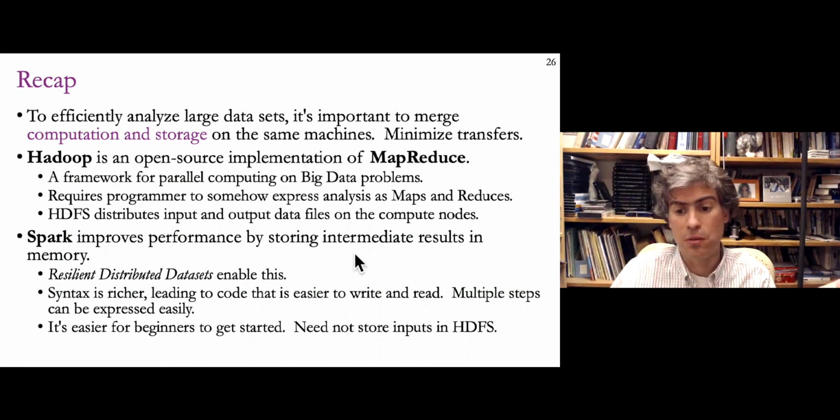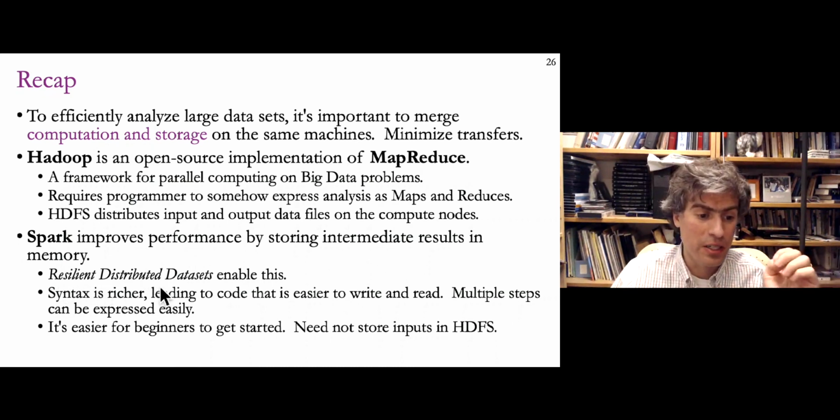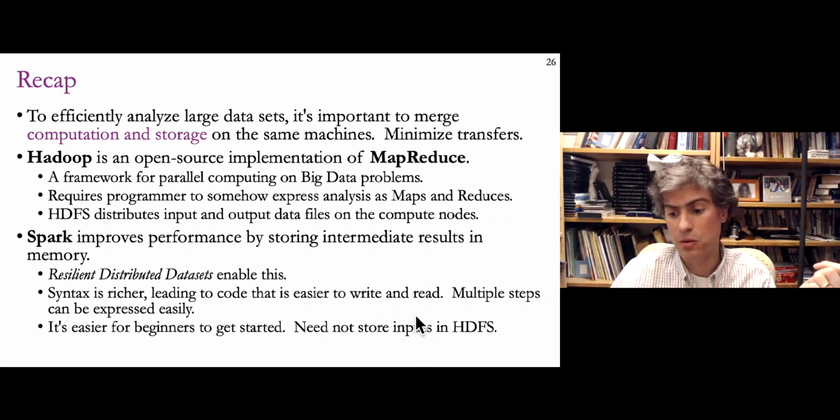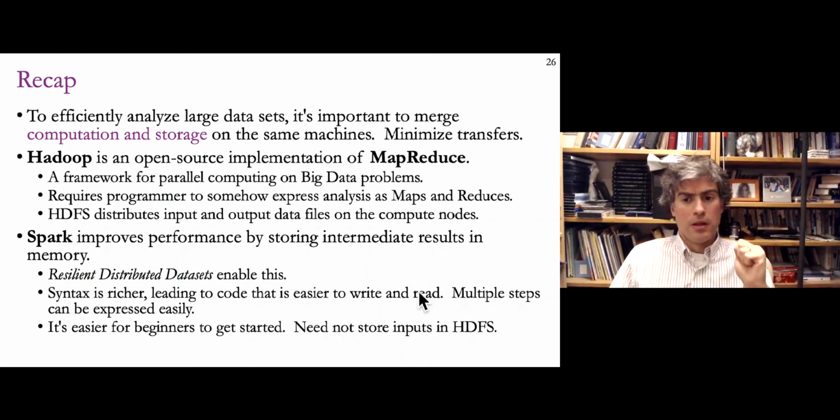It also improves performance by storing intermediate results in memory using RDDs, resilient distributed datasets, to allow data to be in memory without losing data if a machine crashes. So it's a little easier for beginners to work with, and also can in many cases lead to better performance.